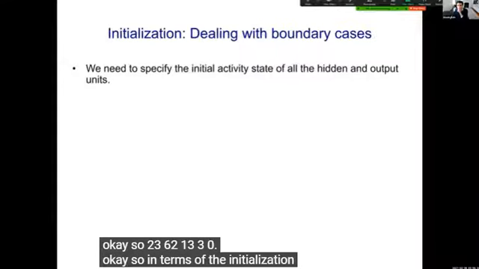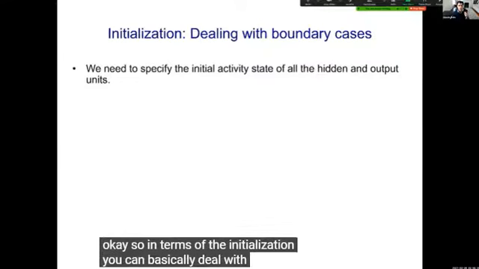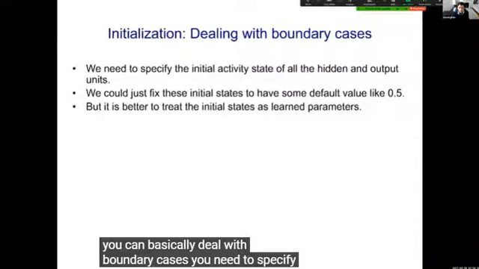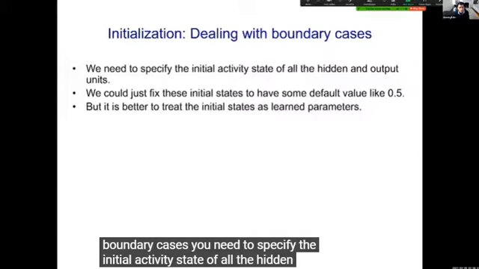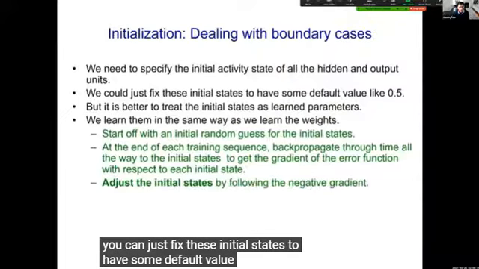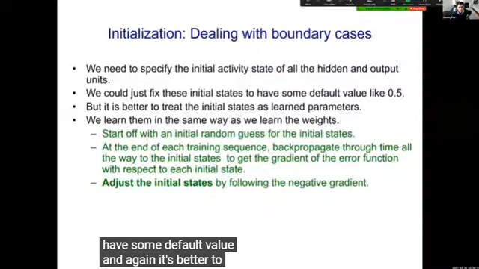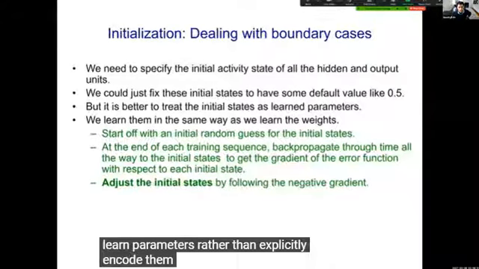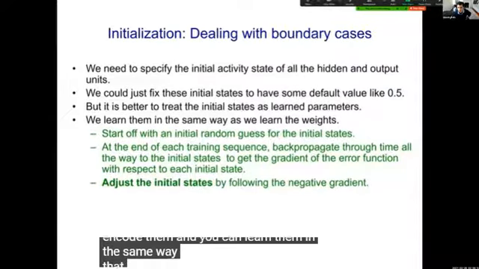In terms of the initialization, you can basically deal with boundary cases. You need to specify the initial activity state of all the hidden and output units. You can just fix these initial states to have some default value. But again, it's better to treat the initial states as learned parameters rather than explicitly encode them, and you can learn them in the same way that you're learning the weights.